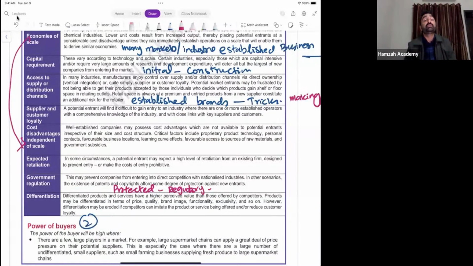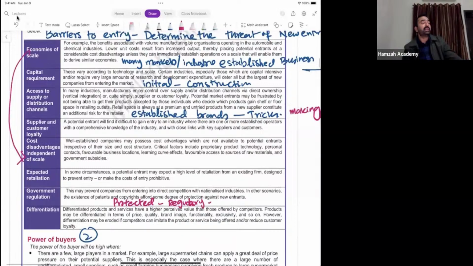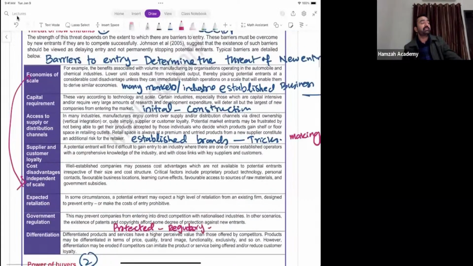And the one more is differentiation. Differentiation means where the existing businesses are offering different types of products. So this might also make it difficult for the new players, or maybe easy for the new player to offer a differentiated product and make a space in the market. So I hope you understand these are all different barriers to entry. Okay. So the higher the barrier, the lower the threat. The lower the barrier, the higher the threat.